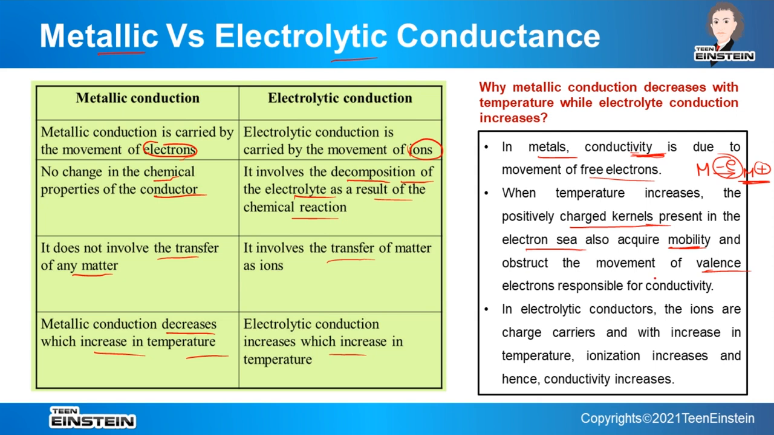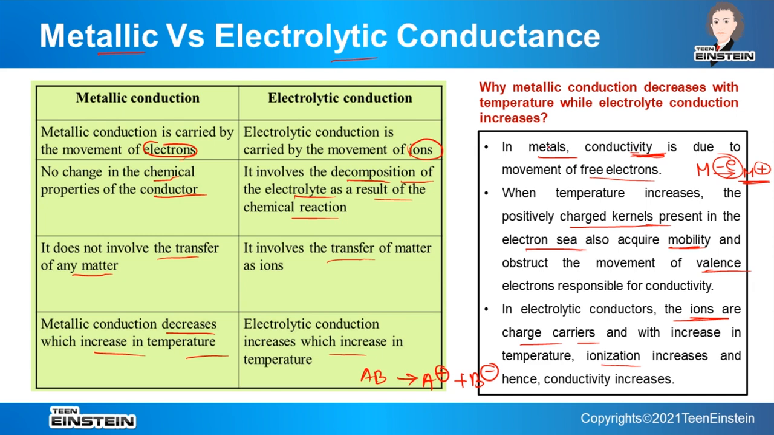And in case of electrolytic conductors, electricity is because of ions, not electrons. As ions are the charge carriers, with an increase in temperature, what happens? Ionization increases. Suppose the electrolyte is AB and it is ionized as A plus and B minus. When we increase the temperature, this dissociation will increase. That means the number of ions will increase, and as the number of ions increases, the conductance will also increase. So that is why the relationship with temperature is proportional.